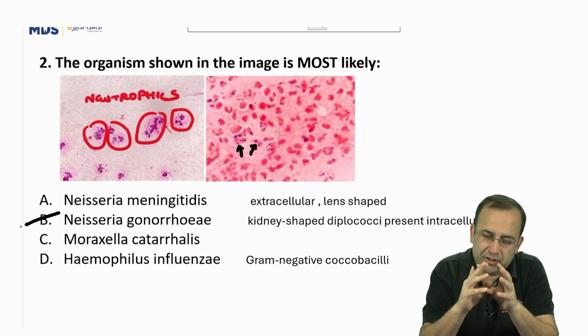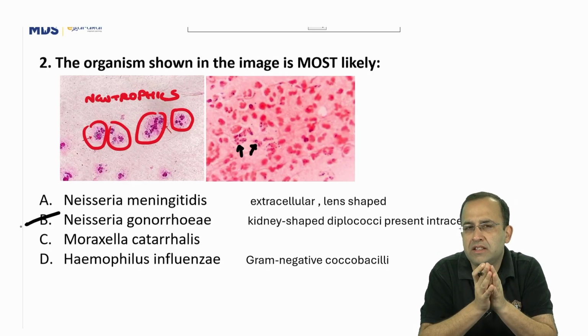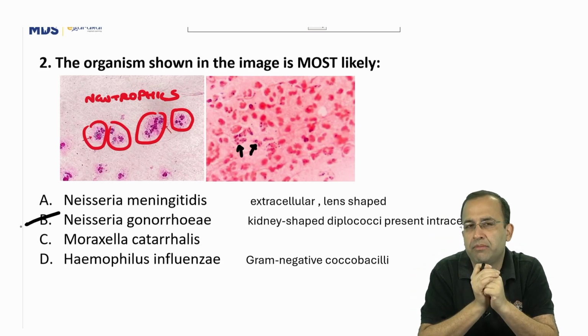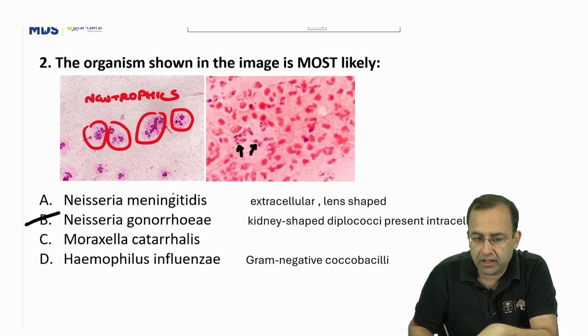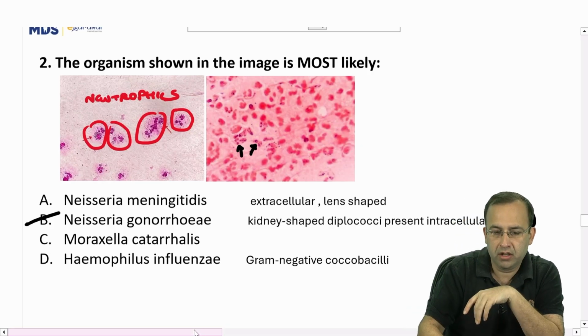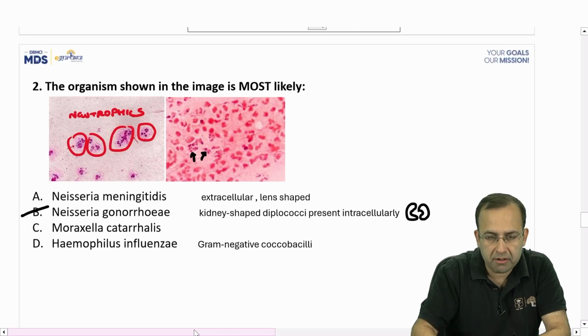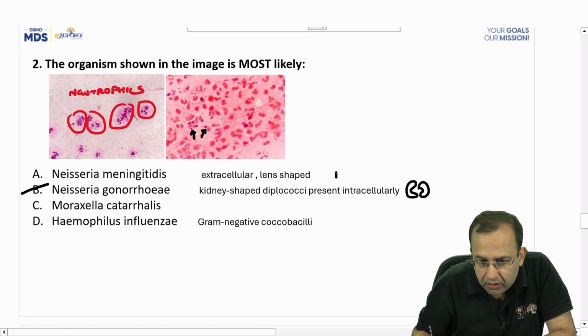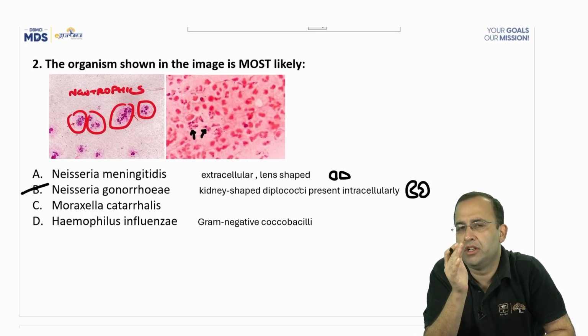Just a way to remember, gonorrhea, it's a sexually transmitted disease. The organism is inside, it's intracellular. Just a way to remember. Neisseria meningitidis. See, gonorrhea is kidney shaped. It is a diplococci which is kidney shaped. Versus Neisseria meningitidis, which is lens shaped. Adjacent sides are parallel to each other.